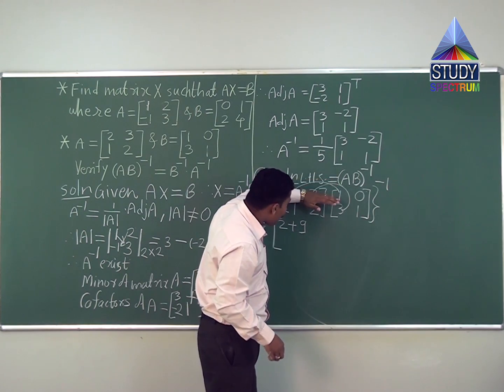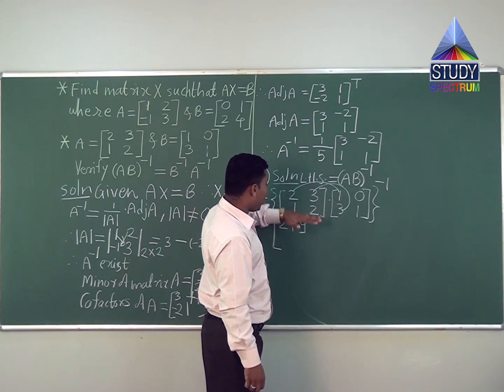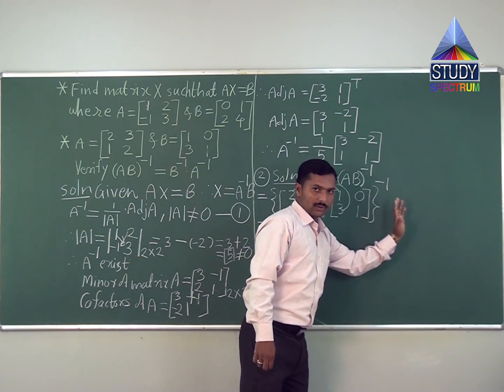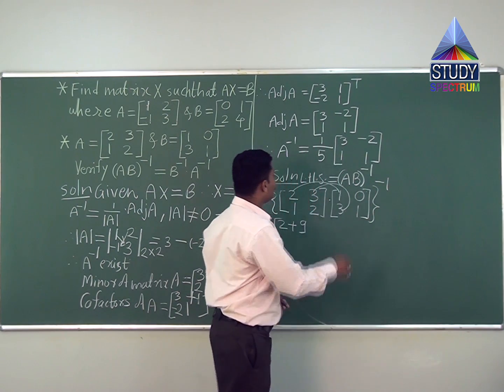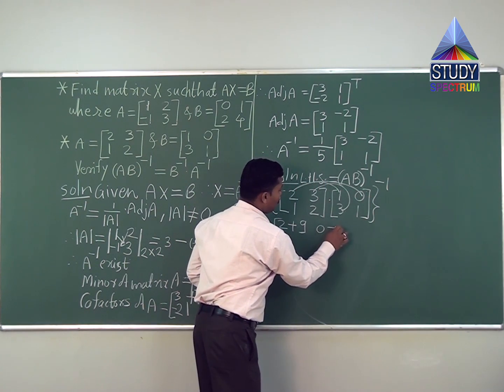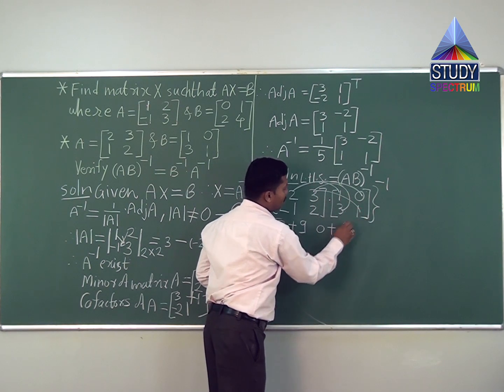Again, use first row, second column. To prepare the first row, we have to use the first row with all columns. So 2 into 0, 0, plus 3 into 1, 3.